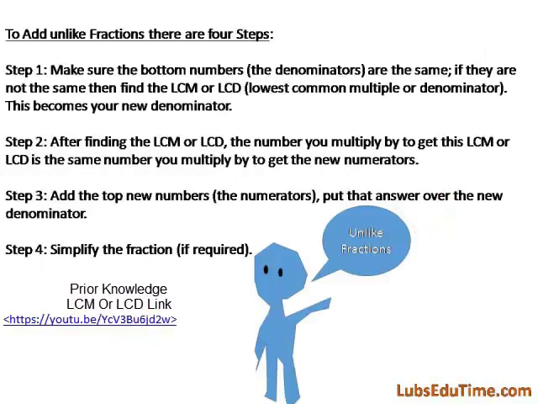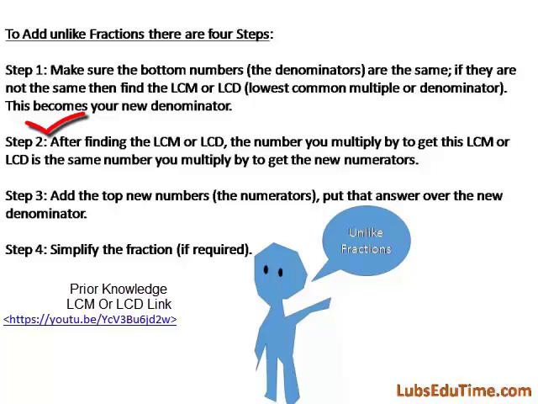To add unlike fractions, there are 4 steps. Step 1. Make sure the bottom numbers, the denominators, are the same. If they are not the same, then find the LCM or LCD, lowest common multiple or denominator. This becomes your new denominator.